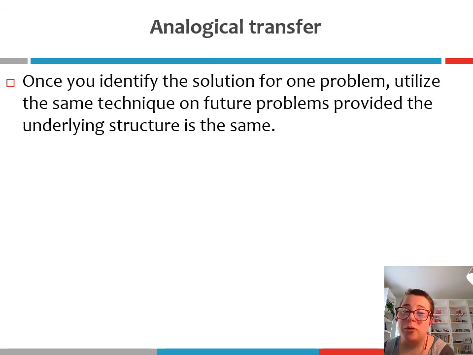Okay, so this process of solving one problem using the same technique that you learned on an earlier problem is called analogical transfer, right? So with analogical transfer, once you identify the solution to one problem, you can utilize the same technique on future problems provided the underlying structure is the same.